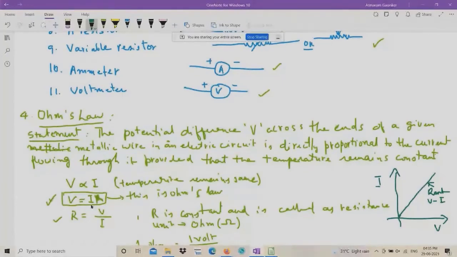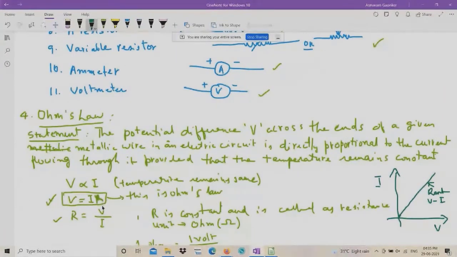And this is the expression for Ohm's law. What Ohm's law states: the potential difference V across the ends of a given metallic wire in an electric circuit is directly proportional to the current passing through it, provided that temperature remains constant. This statement I have just put into mathematical form, and you have to remember the mathematical form, that's all. Only the mathematical form is required.